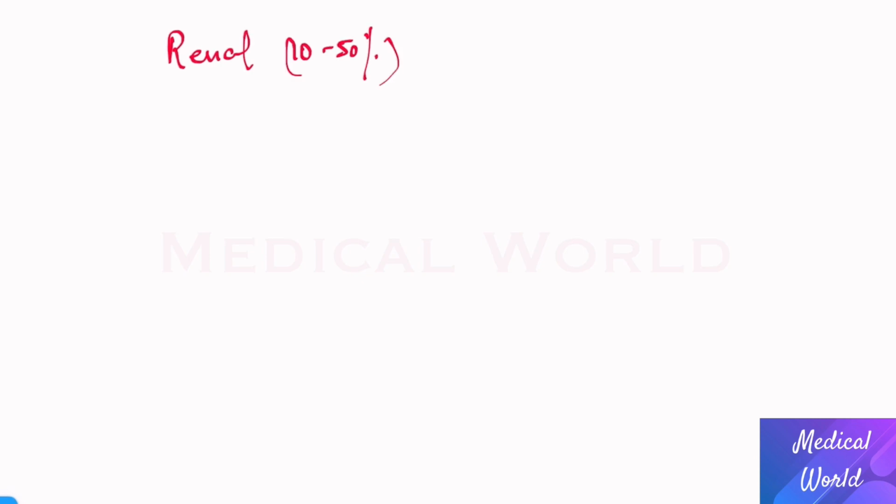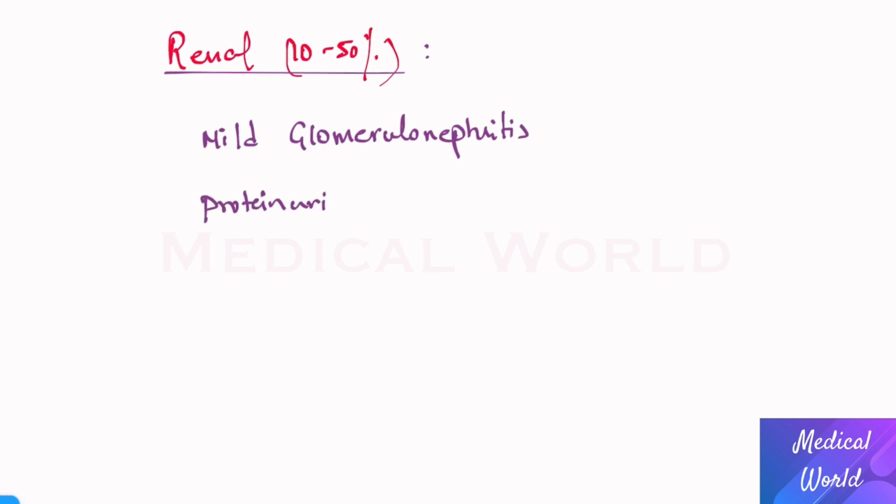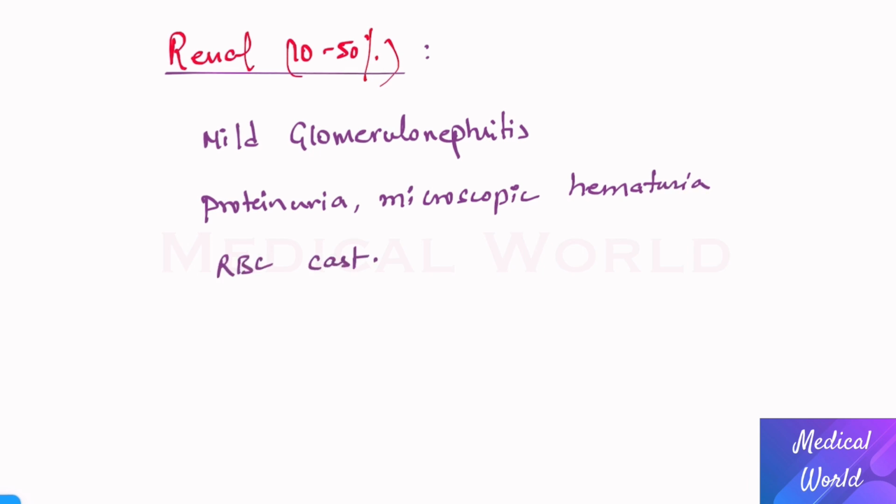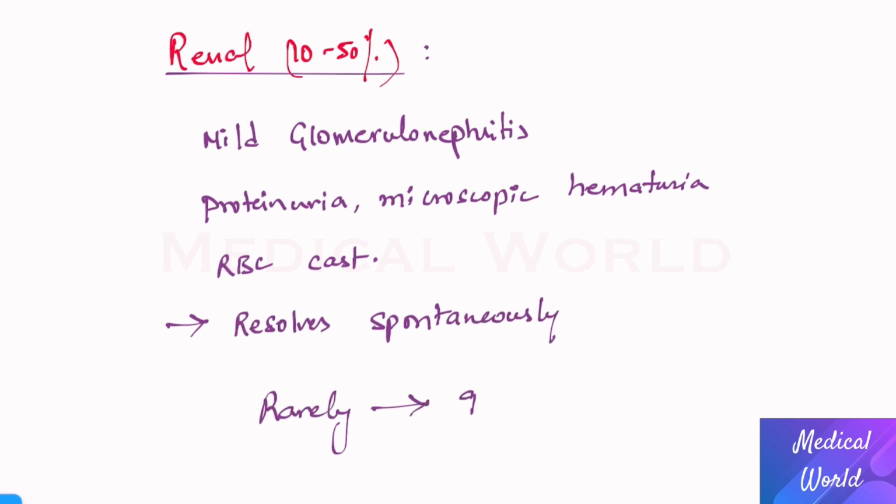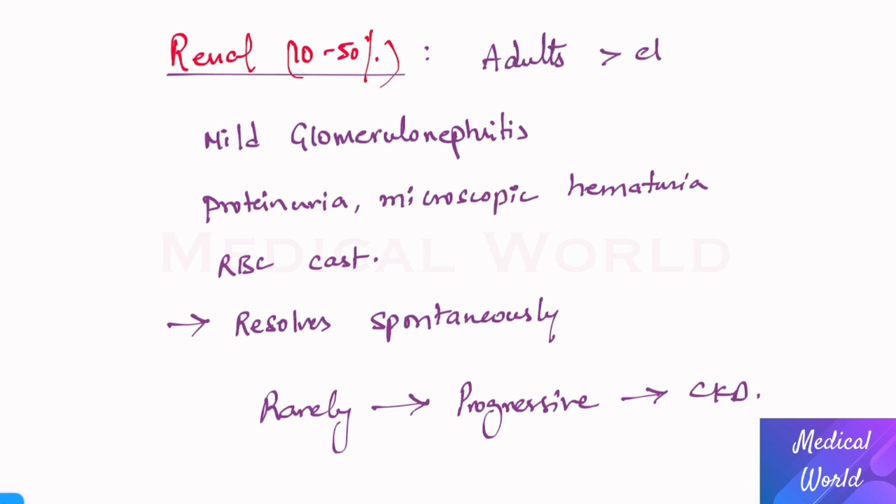So coming to the important one, renal. It occurs in 10 to 50% of the patients. Pediatric age group patients will have more GI symptoms, whereas adult patients will have more frequent and severe renal symptoms. The renal symptoms in these patients are mild glomerulonephritis, proteinuria, microscopic hematuria, RBC casts in complete urine examination. Generally, this mild glomerulonephritis resolves spontaneously. Rarely, it develops into rapidly progressive glomerulonephritis and then CKD. As I said earlier, renal manifestations are more frequent and severe in adults.